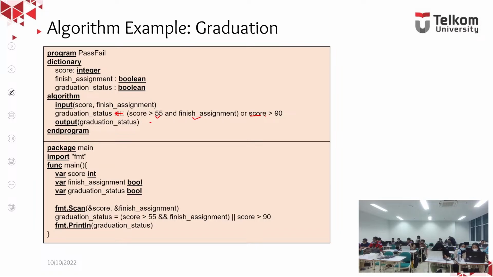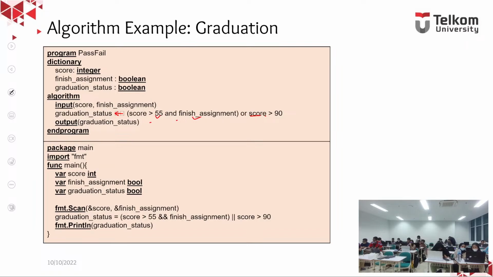So you need to pay attention to how to translate from the description to the code. Ya, biasanya student kadang kurang teliti when they need to translate. Ya, karena kalau dan, AND here itu dua-duanya harus dipenuhi. It should be true. Both should be true. Okay. But OR means that the students only need to meet one of the criteria here. Okay, and then this is the output, graduation status.